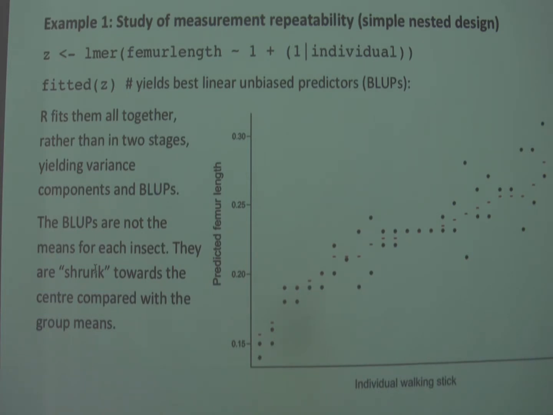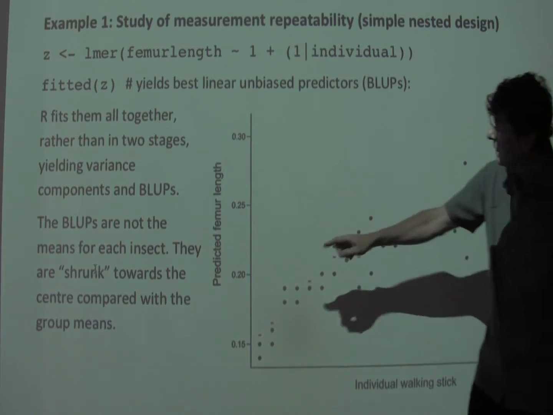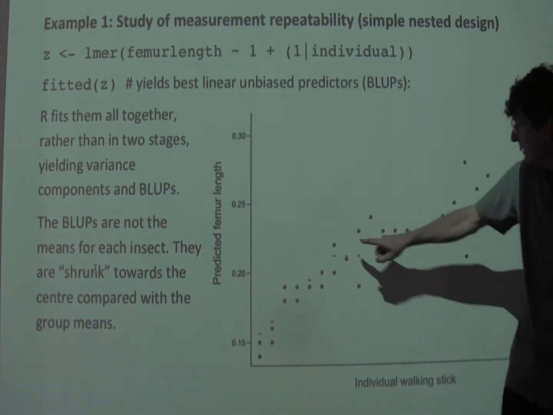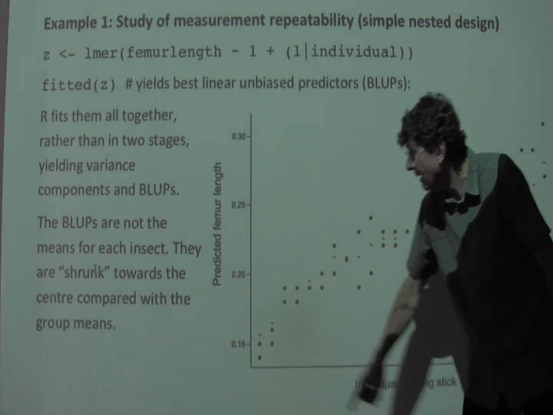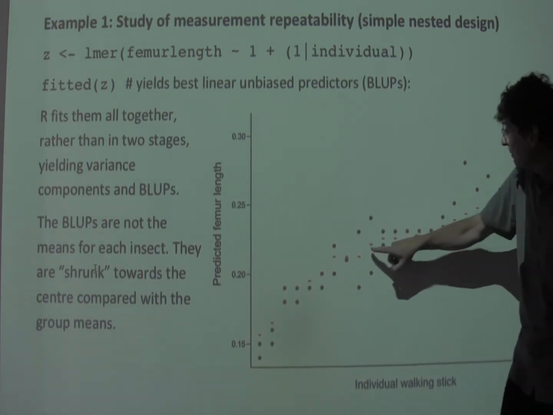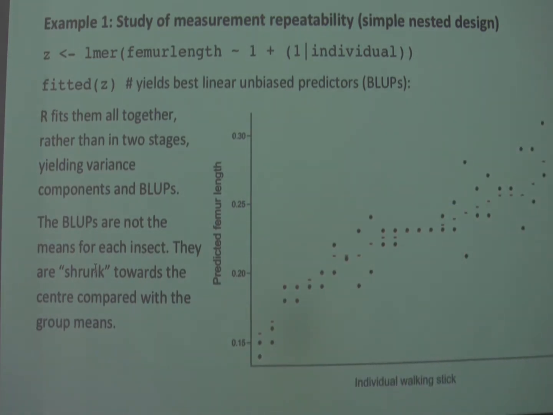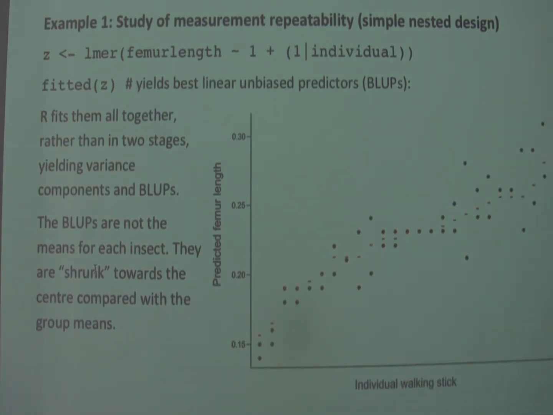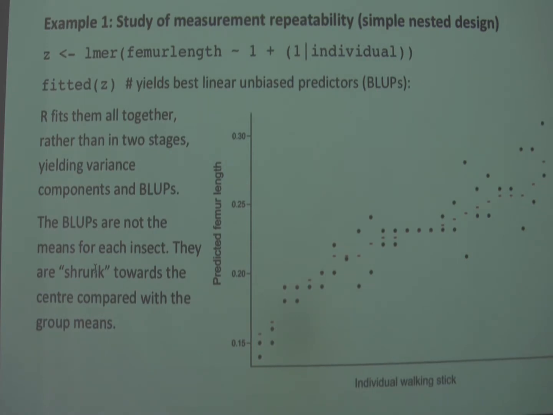So what I've done here is I've shown you again this graph of the individual walking sticks and the femur lengths, and the two dots are once again the two measurements. This is the same graph that I've shown you before, but I've removed the line. Instead, I've shown you what the fitted values are for each of the individuals from the model.